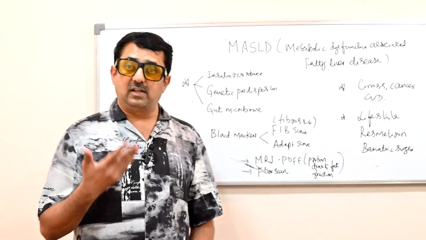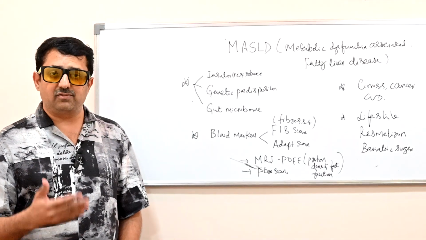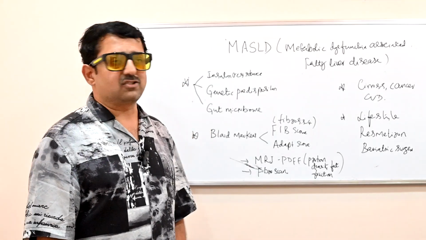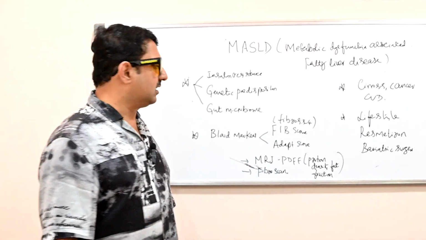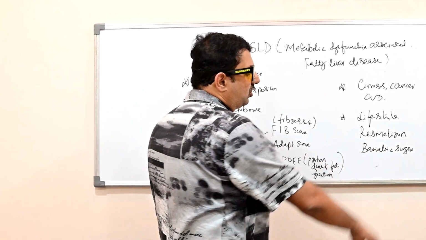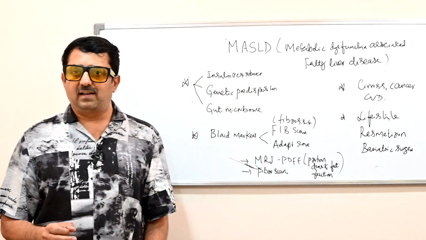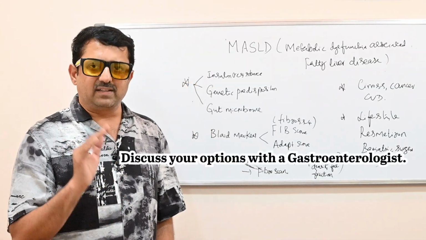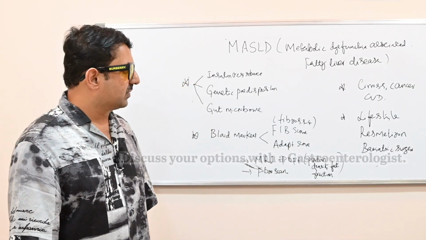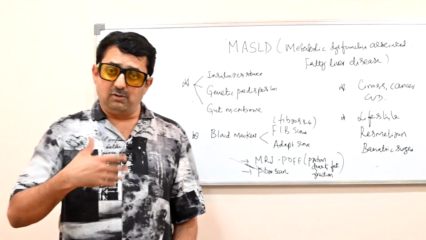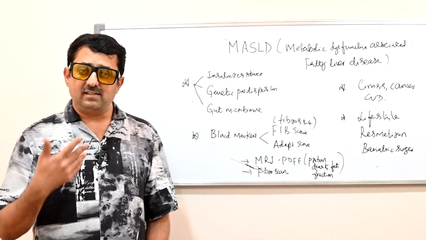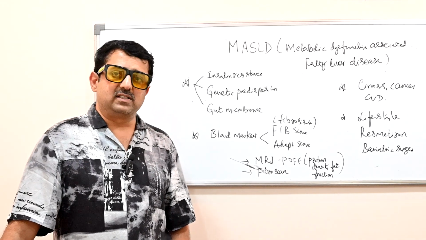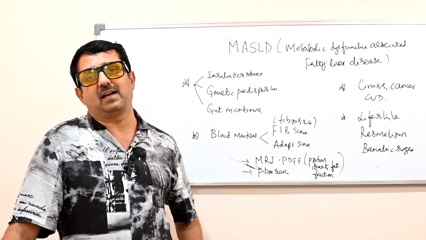Suppose you are not able to follow it, or in spite of it, it is not reversing, now you can consult your gastroenterologist. There is one drug approved by the FDA, resmetirom. You can discuss it with the gastroenterologist, whether to go for this or any other drug options. And in the final stage, if somebody is really obese and has serious fatty liver disease, to avoid further progression they can opt for bariatric surgery.